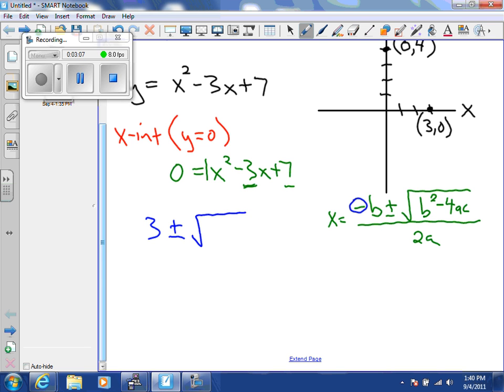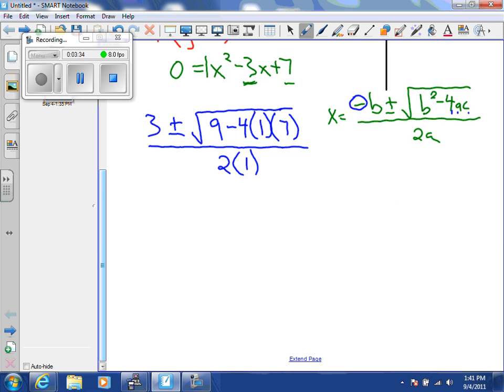Plus or minus the square root of b squared. Well, b is negative 3, and if I square negative 3, that's positive 9, minus 4ac. So minus 4 times a, which is positive 1, times c, which is positive 7. All of this gets divided by 2 times the a value of 1, which is just 2 times 1. We simplify. This becomes 9 minus 28.